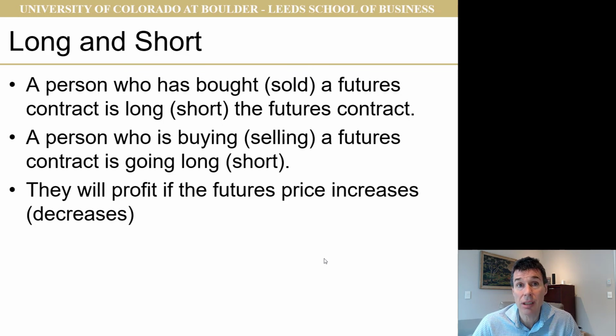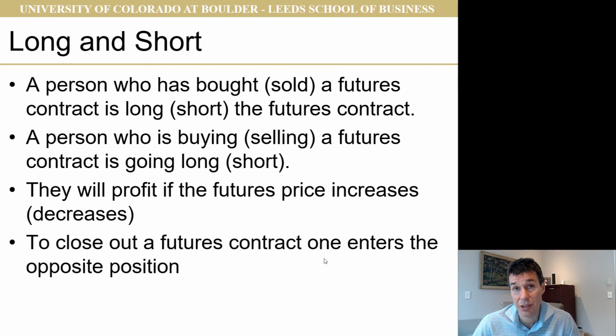If I'm long a futures contract and the price goes up, I make money. If I'm short a futures contract and the price goes up, I lose money. If I want to close out a futures contract, I'd simply enter into the opposite position. So I'm long futures, 10 contracts. If I want to close out my position, I sell 10, the two net down to 0.